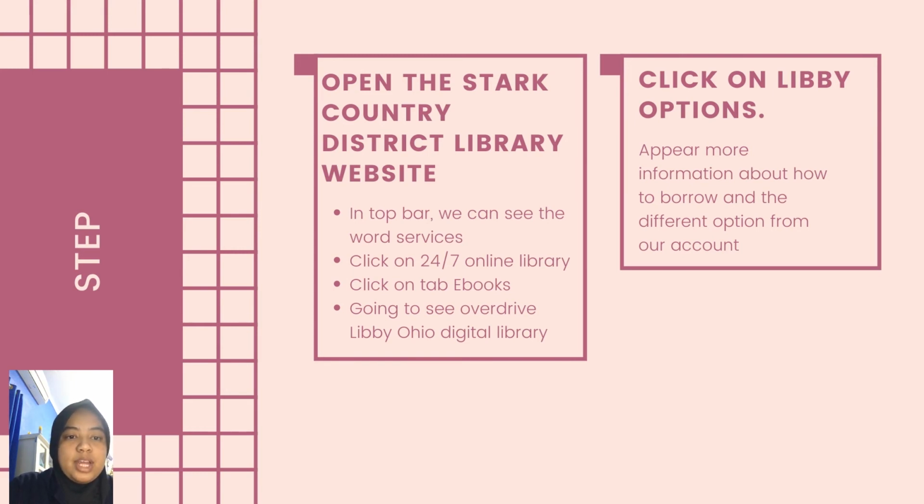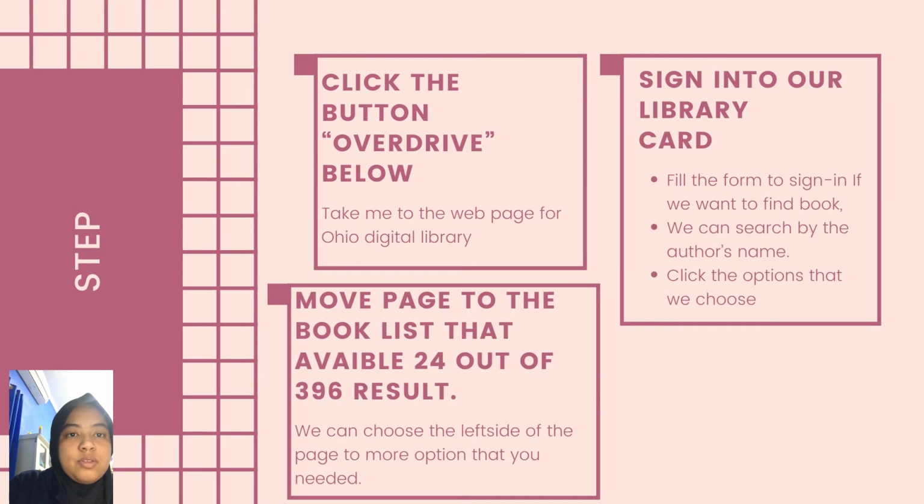And for the steps, the first one is open the Stark County District Library website. Then in the top bar, we can see the word services. And then click on 24/7 online library, and then click on the tab ebooks, and then we are going to see Overdrive Library or Ohio Digital Library, and then click on the Libby option, and then more information will appear about how to borrow and the different options from our account, and then click the Overdrive button below, and then it will take us to the web page for Ohio Digital Library, and then sign in with our library card, and then fill in the form to sign in.